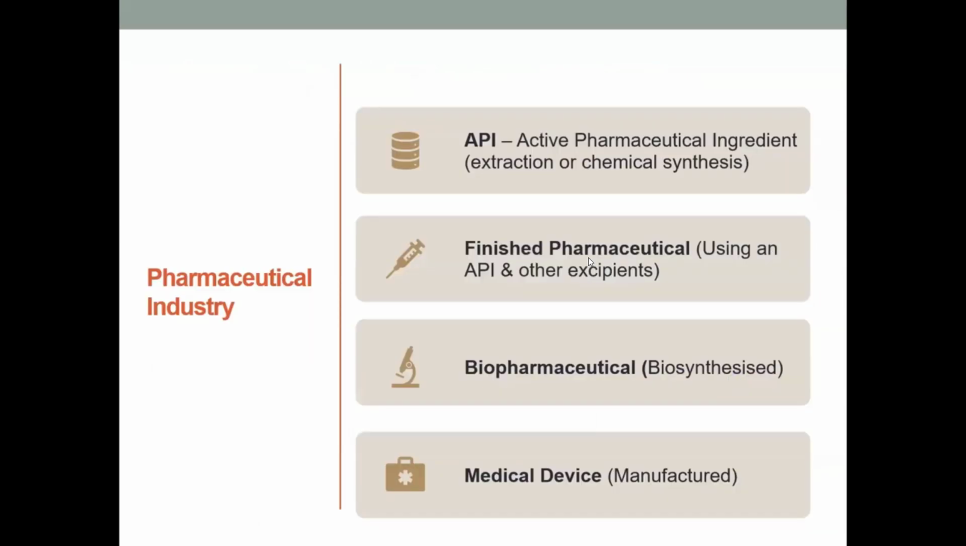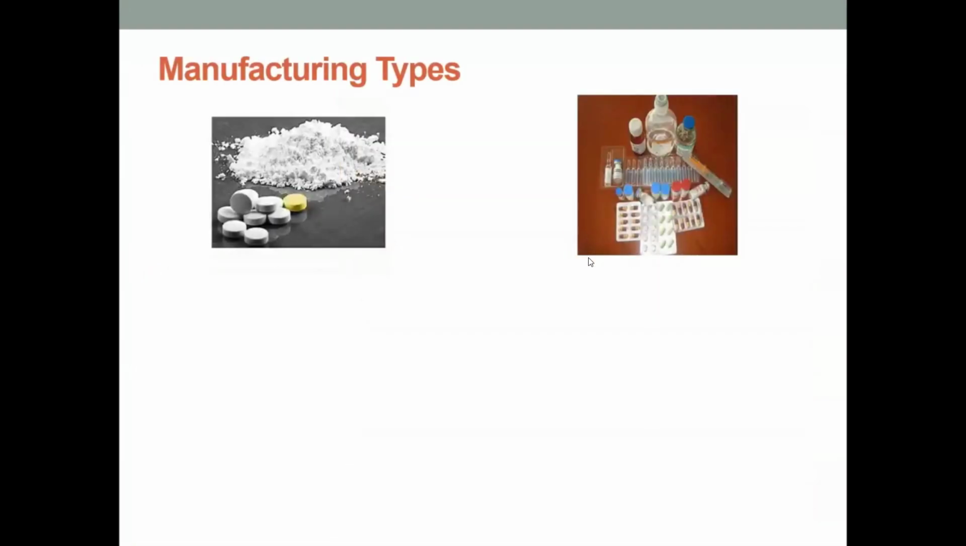So there are four main types of sectors in the pharmaceutical industry. We've got API, which is your active pharmaceutical ingredient. These are where the ingredients are either extracted or there's chemical synthesis to produce the active part of the product that does the actual medicinal work. We've got the second sector, which is finished product. So you're using API and other excipients to produce your finished product. And then you've got biopharmaceutical, where something is biosynthesized, and then the medical device, where something is manufactured.